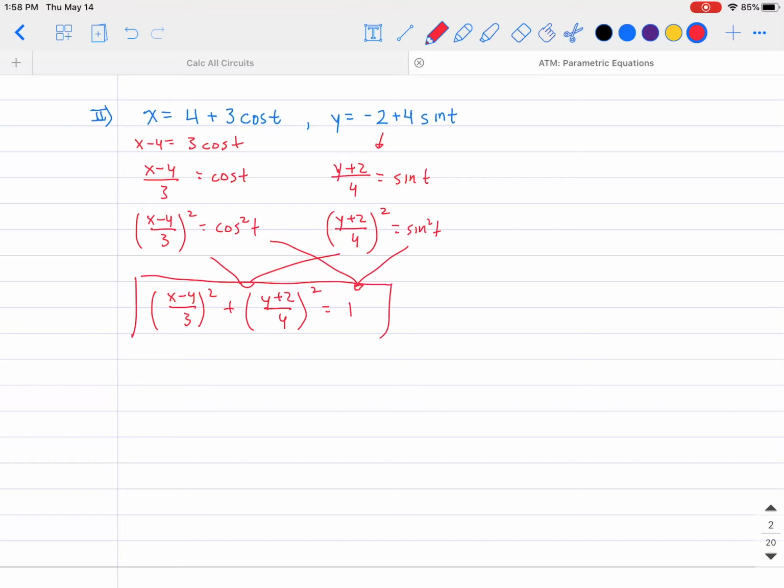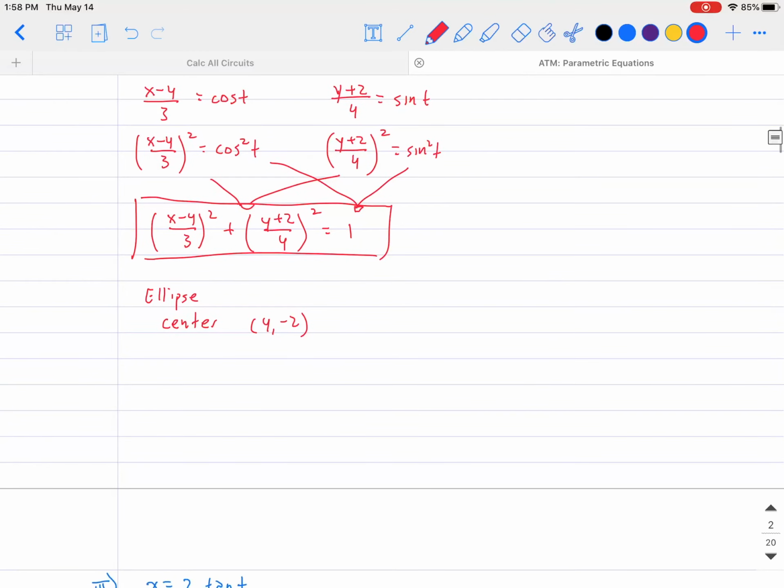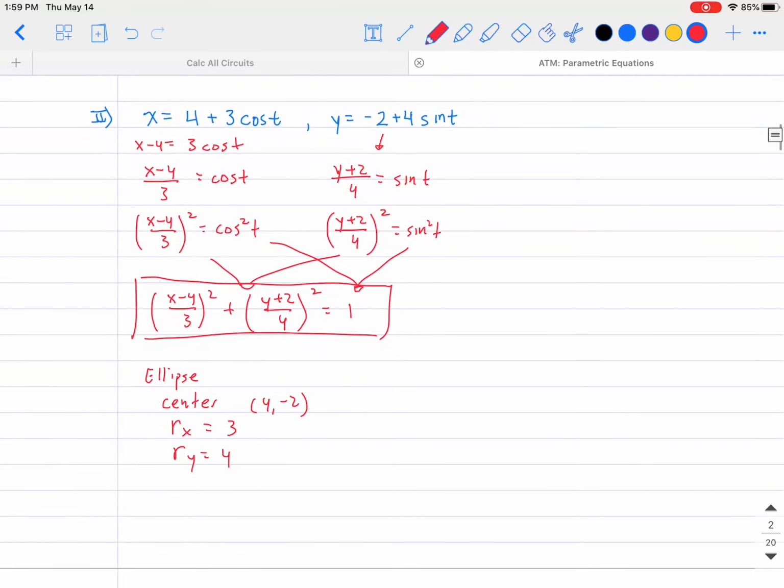And that graph, we do know what it looks like. That's supposed to be an ellipse. And for this ellipse, we have the center, looks like it's located at (4, negative 2). Whereas the radius of x is equal to 3 and the radius of y is equal to 4. So on the right hand side, we'll go ahead and sketch out the graph of that. And just like before, we're also going to sketch out the parametric part of the equation, meaning the path that it takes on that curve.